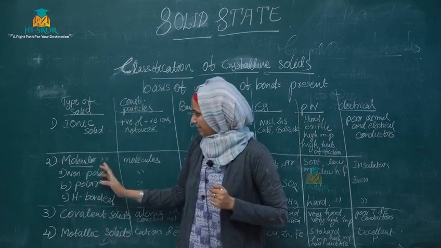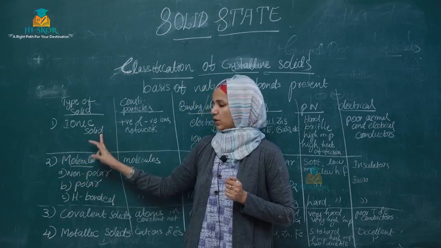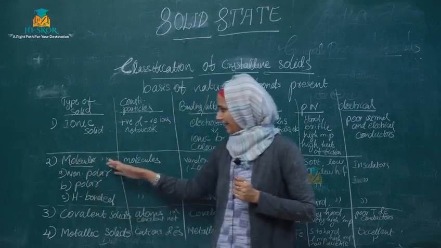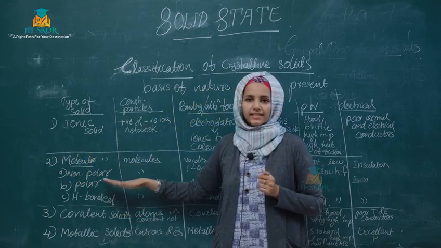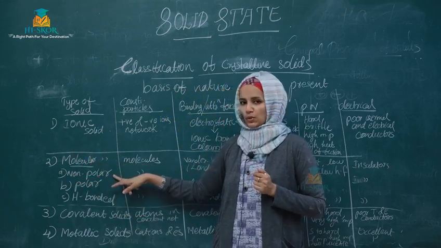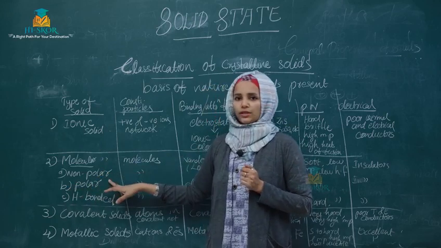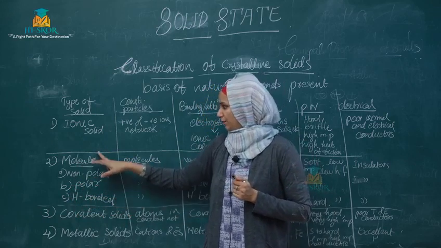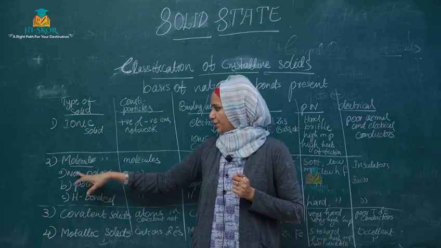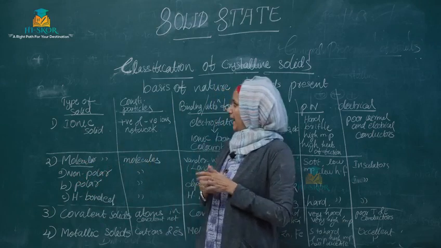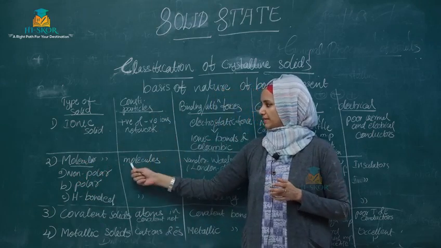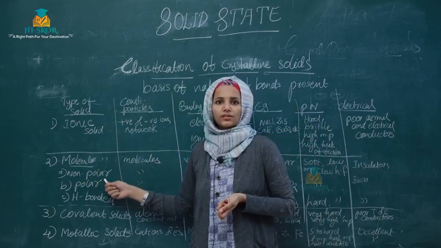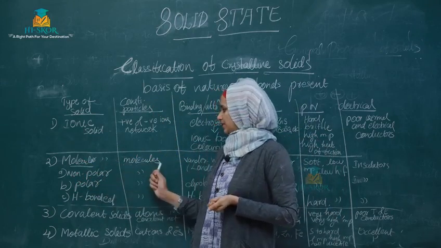And the second type is what? Molecular solids or molecular crystals. This type is again subdivided into three parts: non-polar molecular solids, polar molecular solids, and hydrogen bonded molecular solids. So, we consider the first one: non-polar molecular solids. Here the constituent particles are the molecules themselves.